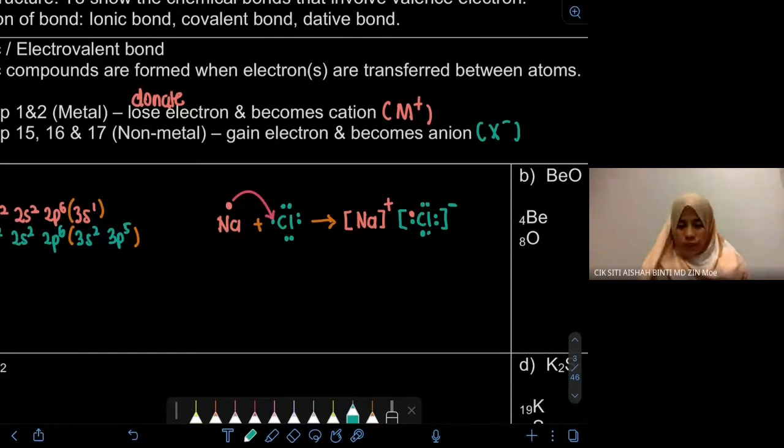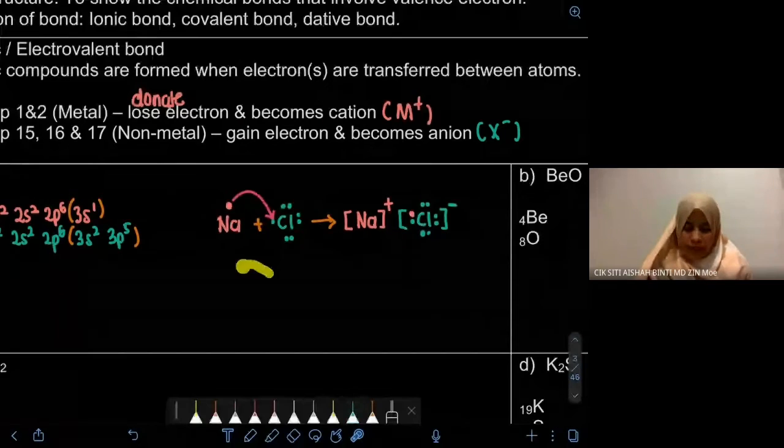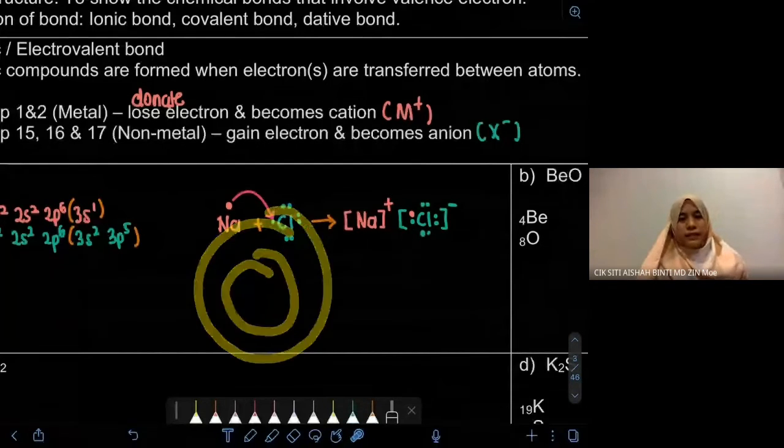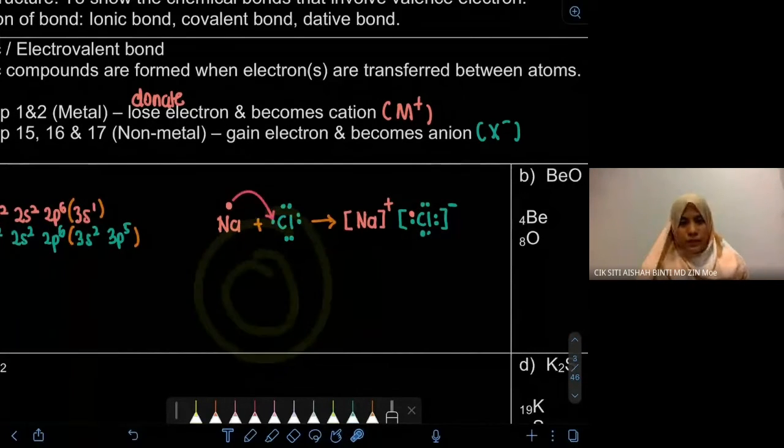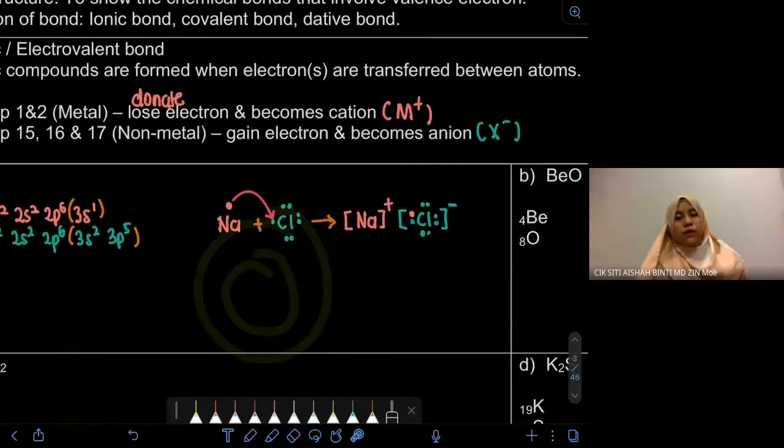So kalau dulu kat sekolah kita belajar in terms of shell. Sekarang ni untuk chapter ni dah kita belajar Lewis dot symbol. From the Lewis dot symbol tu kita show how we're gonna form our bond. Okay, so that's for our sodium chloride. Okay, next kita akan tengok is for our beryllium oxide.